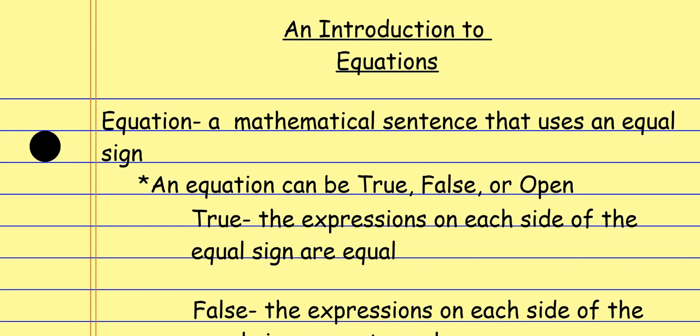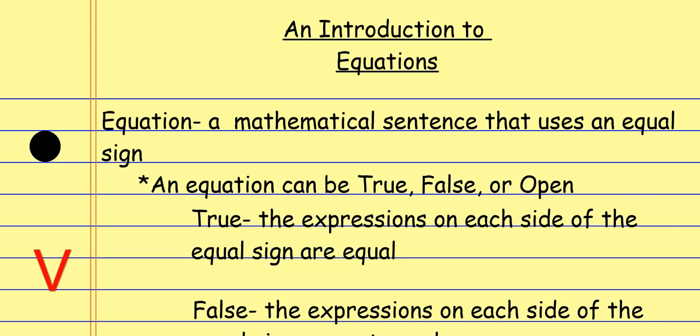And really, a true equation just means that when we simplify the expression on each side of the equation, so when we simplify what's on each side of the equal sign, we get two things that are actually equal to each other. So if we get a true statement, this thing equals this thing, 5 equals 5, then we say it's a true equation.